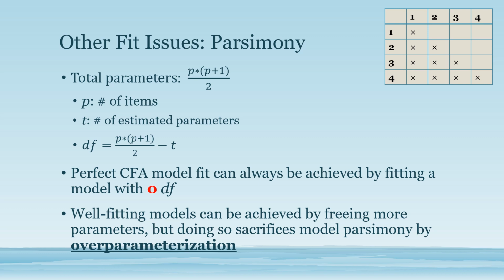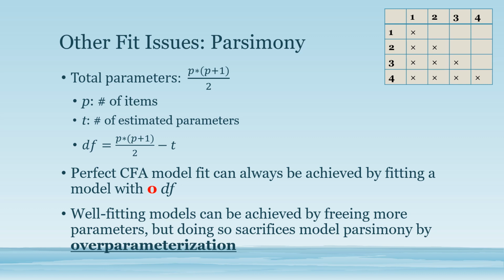If T is the total number of estimated parameters, then the degree of freedom equals the total number of parameters minus T. In the above example, if we estimate 6 parameters, then degree of freedom equals 10 minus 6, which is 4. Alternatively, if we estimate all 10 parameters, then degree of freedom equals 10 minus 10, which is 0. When we have 0 degrees of freedom, the CFA model will always fit the data perfectly. That is, we will estimate all parameters, nothing is fixed. The model will fit the data perfectly.